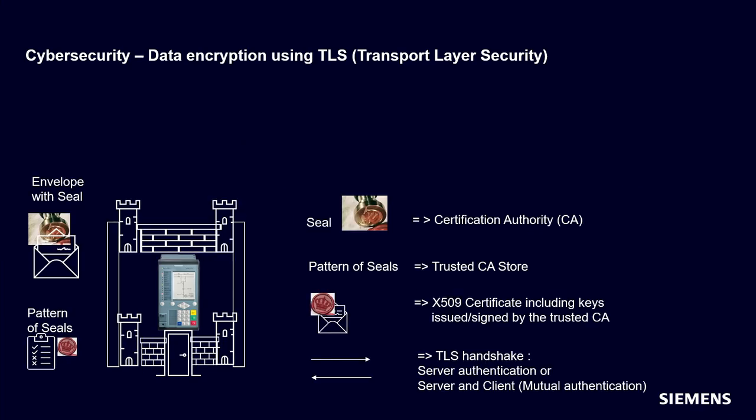And now let us have the analogy with the IT world for this old concept. The seal is in IT system the certification authority, or abbreviation CA. The list with the seal pattern is a CA repository or CA store, trusted CA store. The envelope with the encryption key is a so-called X509 certificate issued by one of the trusted CA. In case the two partners request a certificate, this mechanism is called mutual authentication or client-server authentication.